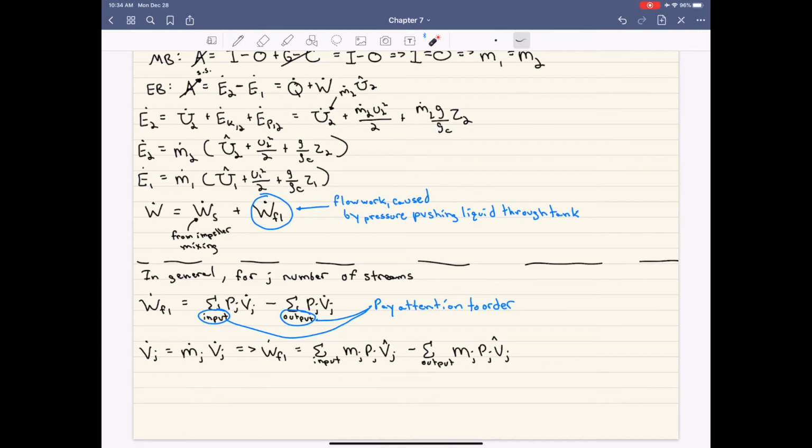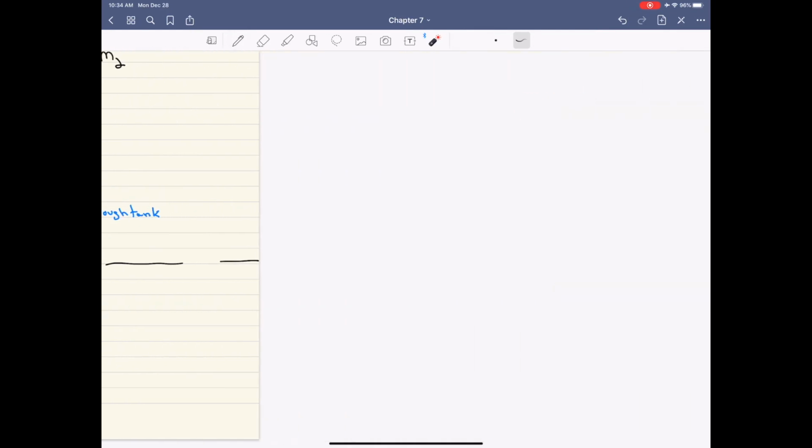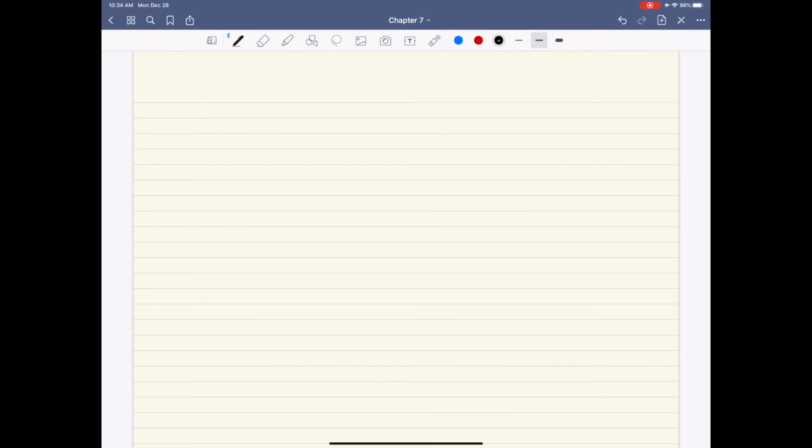Now that we have a mathematical form for our flow work, let's return to our energy balance and start plugging in for E2, E1, and the work term. So going back to the energy balance, let's plug in for E2, and we have this, U2 plus g over gc Z2, and then we're subtracting off the E1 term.